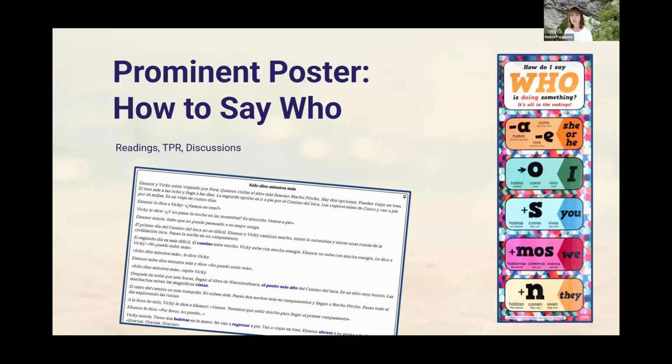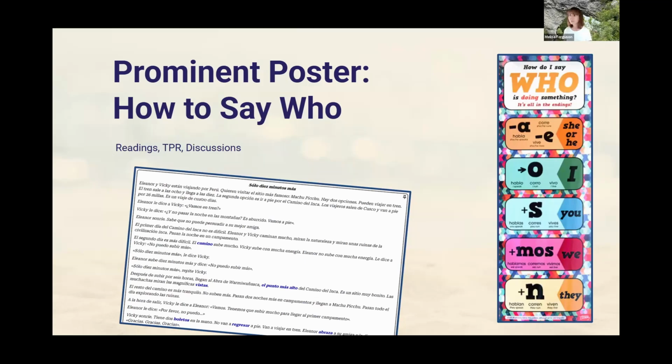Or if we're reading a story and it's got two people that are speaking and it says "hablan" and there's an N on it, I can point out the N in the word and then go over to that poster, show them the N on there and say "they," and do a really quick pop-up grammar of like 15 seconds. Why does this have an N on it?